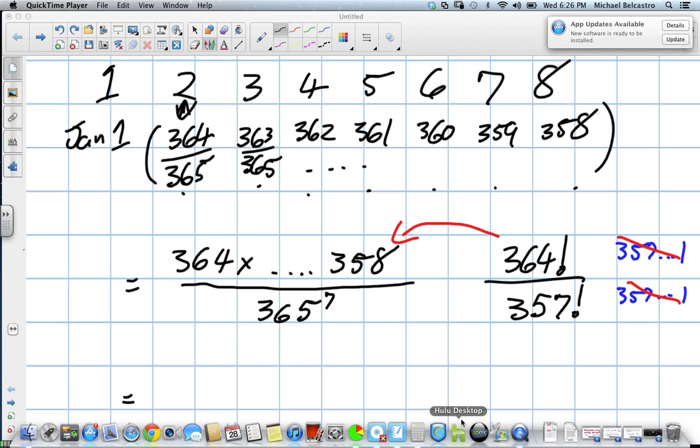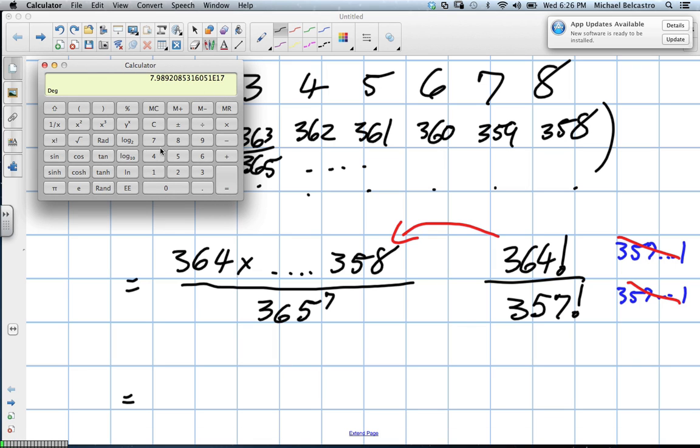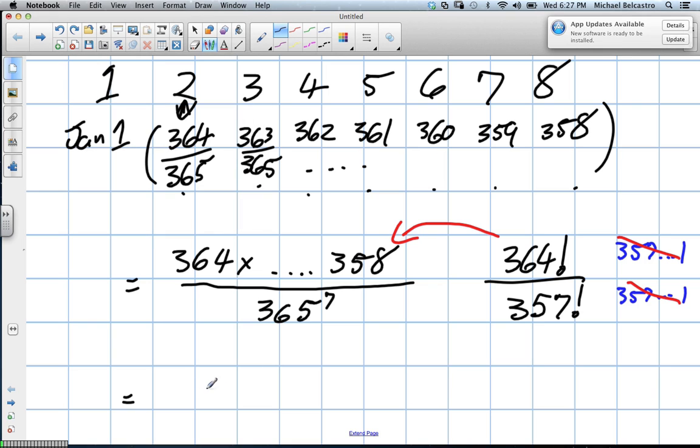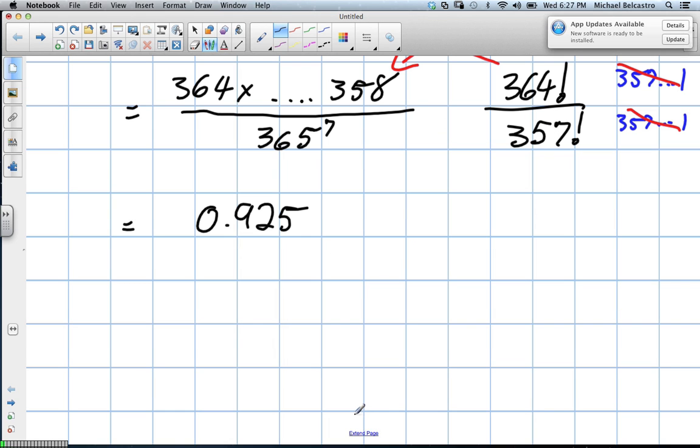Okay, so we jump through it quickly on the calculator. We've got a very large number like this. I'm going to divide it by 365 to the power of 7, which equals 0.925. Okay, but remember, this is the probability of not having the same birthday, right? So what we want to do from there is subtract that value from 1, because that will give us the actual probability of having that same birthday. So when we subtract that from 1, what do we end up with?